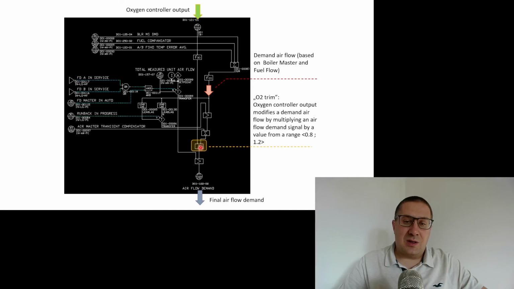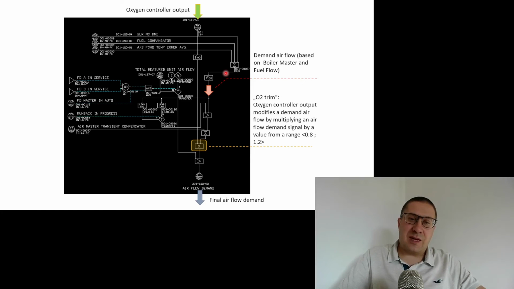So if we want to have more oxygen, the PID controller will calculate the control signal that will have a value higher than 1, and it means it will increase the value of this signal. And what is this signal? This is the airflow demand calculated based on the boiler master and fuel flow.